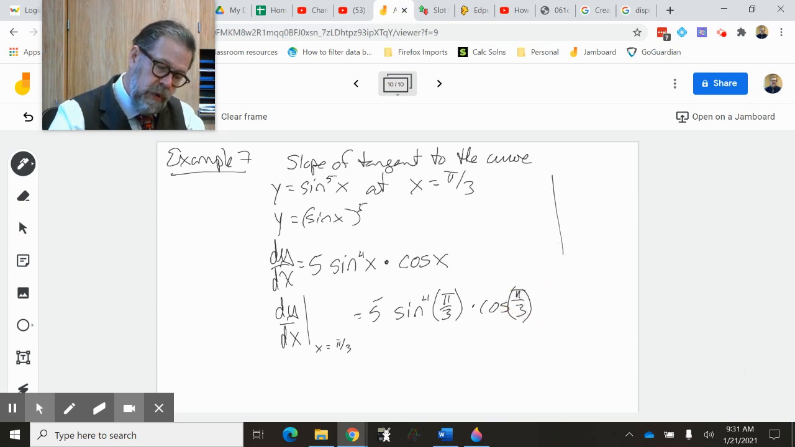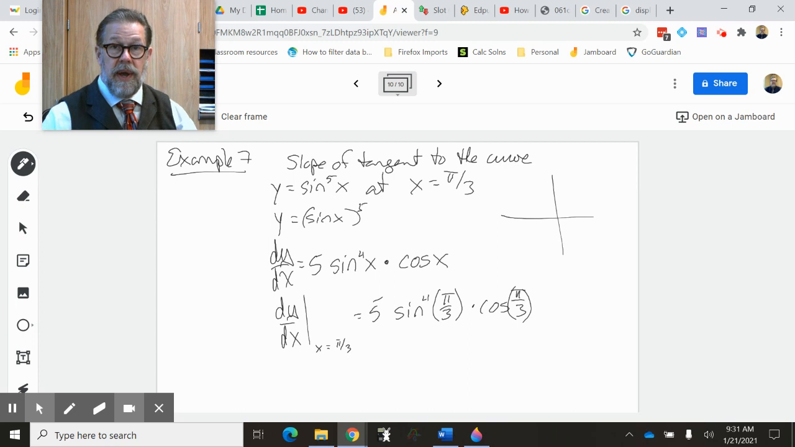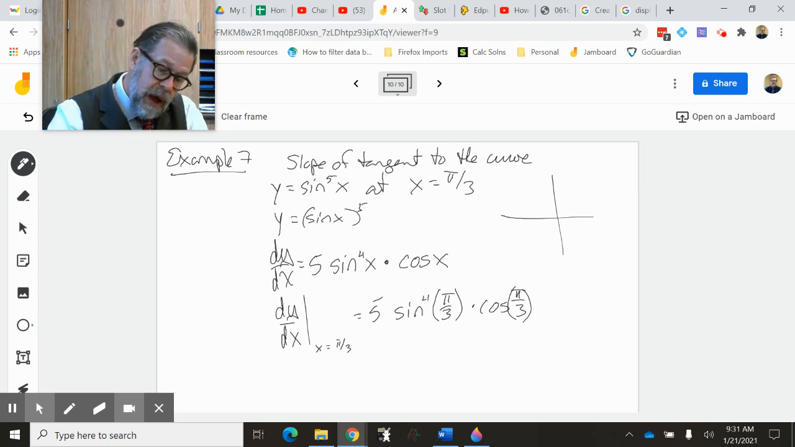And hopefully you have at this point completely memorized the unit circle. Pi over 3 is right up here. And we know that this is 1/2 comma root 3 over 2, where of course the height is the sine value and the base is the cosine value, since it's a unit circle. And so we know that this is equal to 5 times, well, the sine value is root 3 over 2 to the 4th, and the cosine value is 1/2.